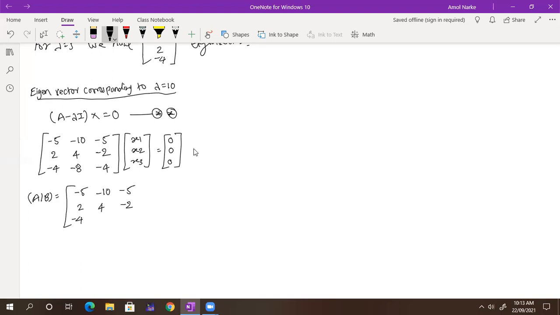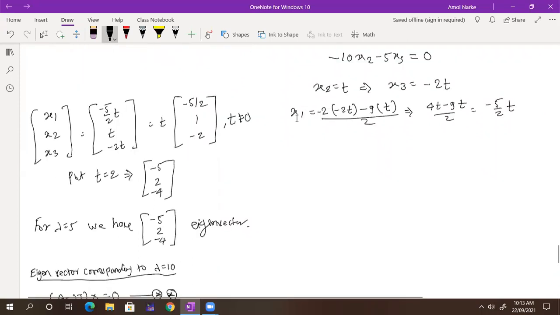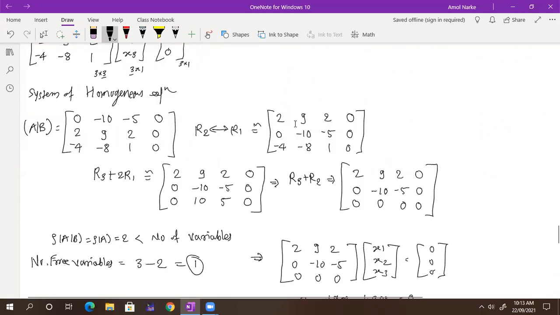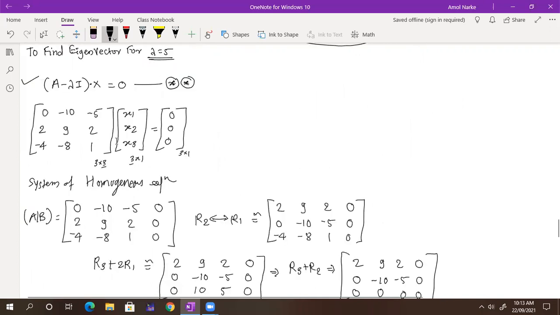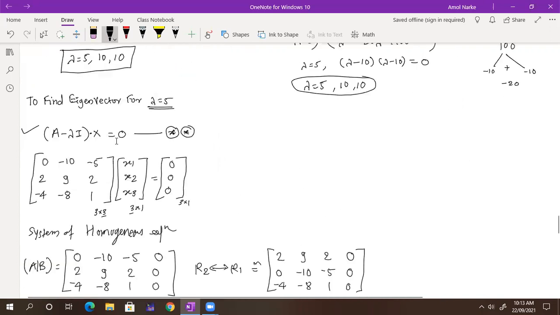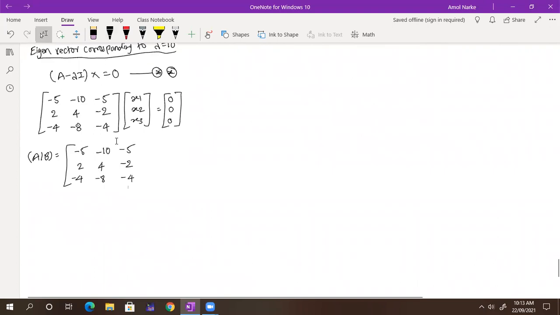Was it 2, 4, 2 or 2, 4, minus 2? Here I will check it out, the second row. Only 2 is there. It's not minus 2. Good, thank you. So the rest of the things are correct now, the rest of the values.